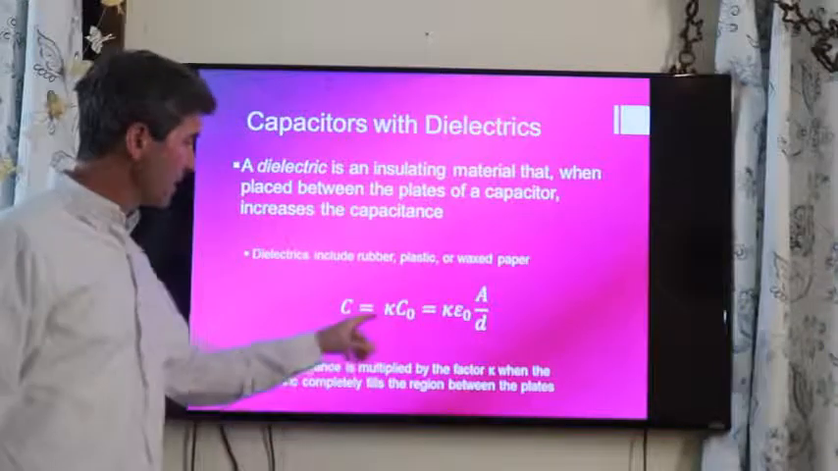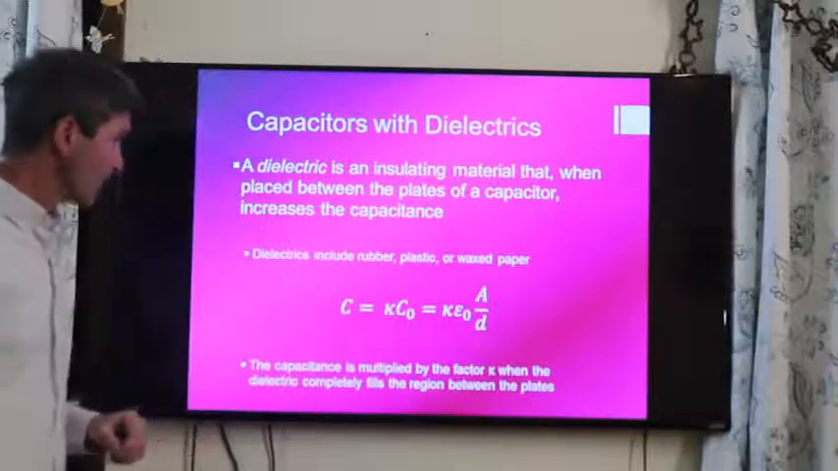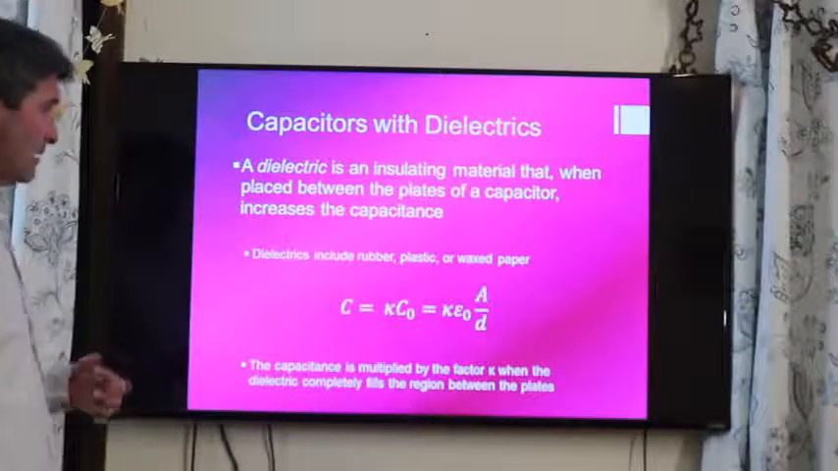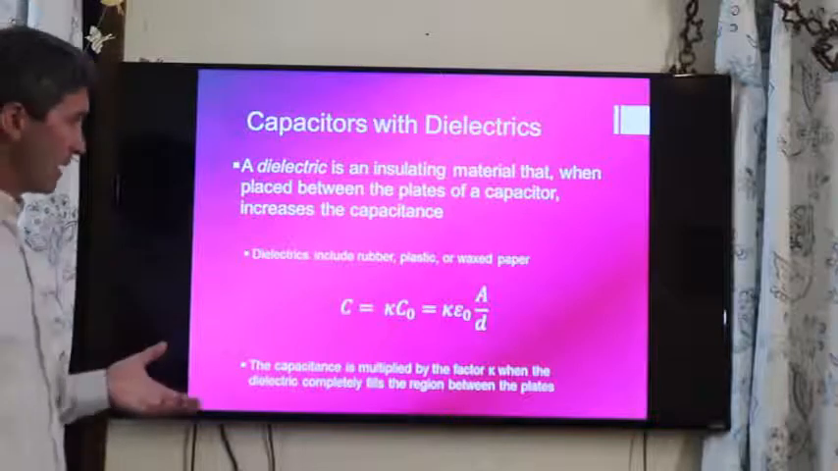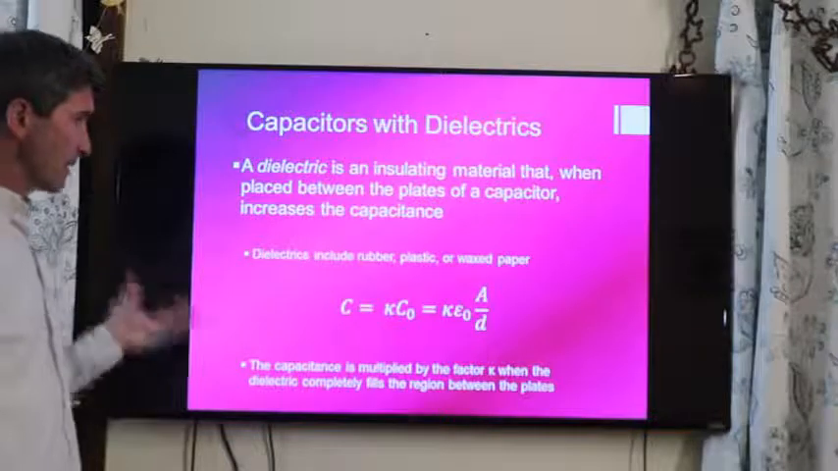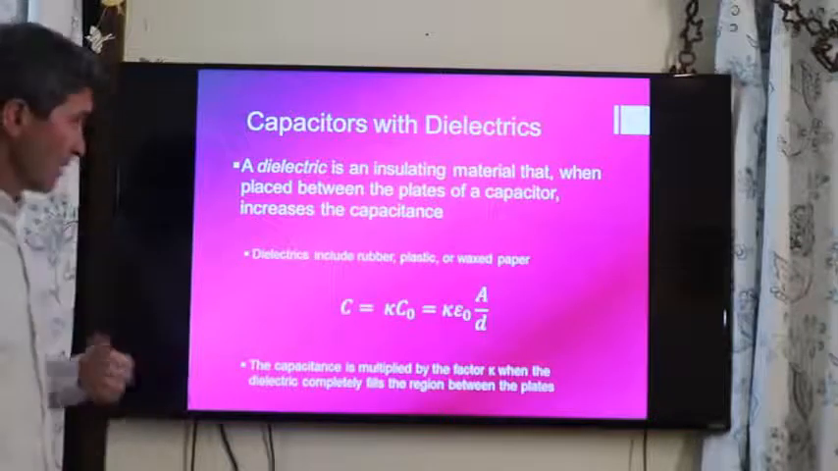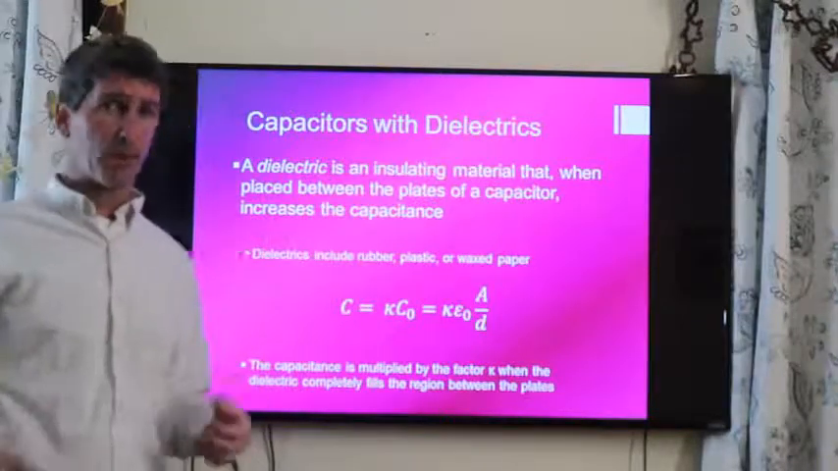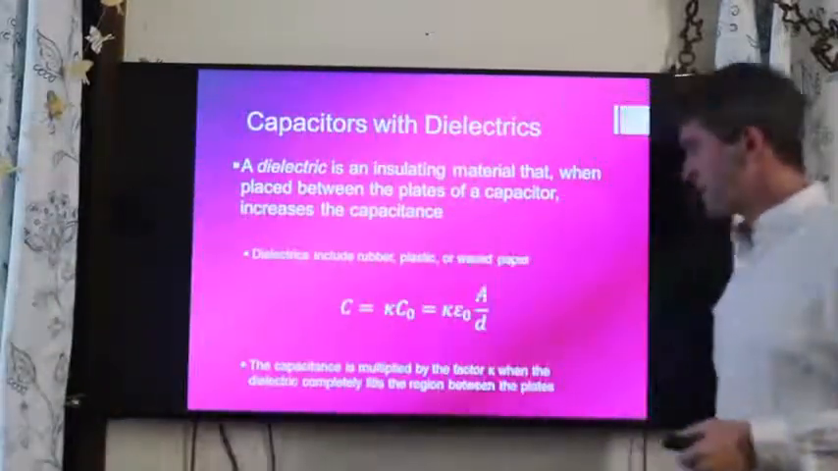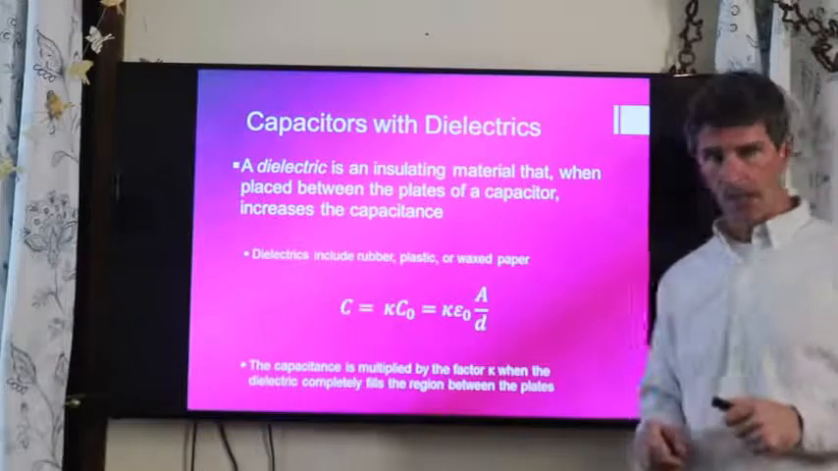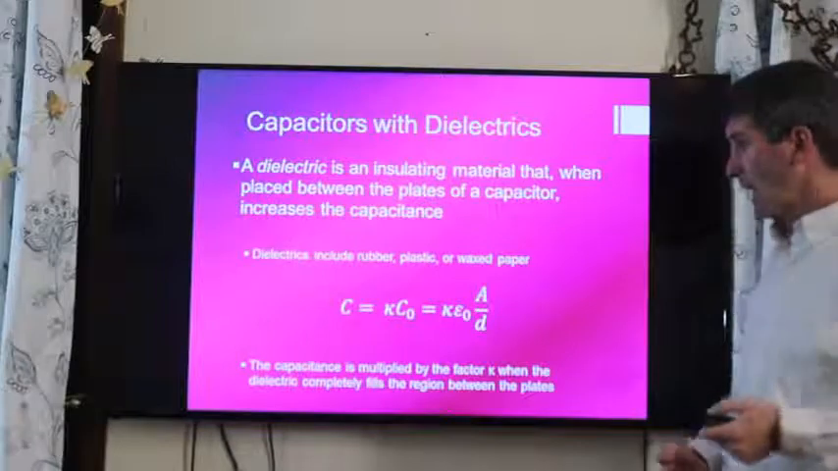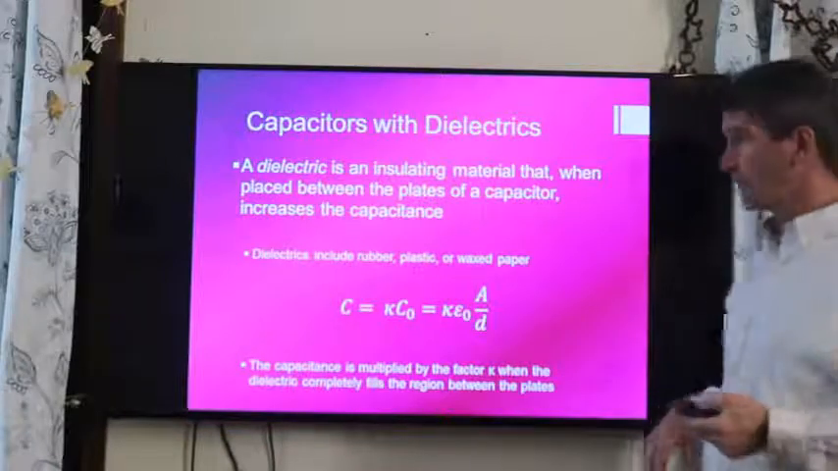Now we add this constant right here, this kappa, and this is the dielectric constant that is completely dependent on the material that we put between the two plates. And sometimes we use a material with a high dielectric constant just to make the capacitance very, very large. Sometimes we'll use a material that doesn't have as high of a dielectric constant, but has really good insulating properties, which will allow us to actually go to higher voltages than normal.